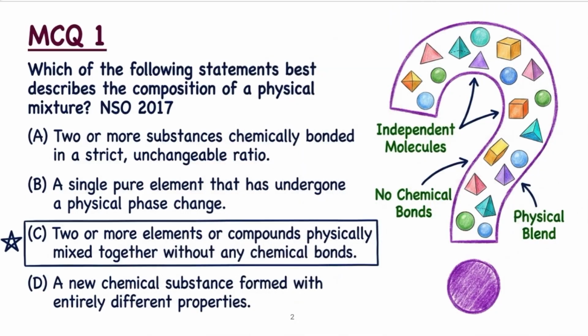Now question number 1. Which of the following statements best describes the composition of a physical mixture? Now check the options. Two or more substances chemically bonded. No, this is not the answer, right? Because in a mixture there is no chemical bond formed between the components of the mixture.